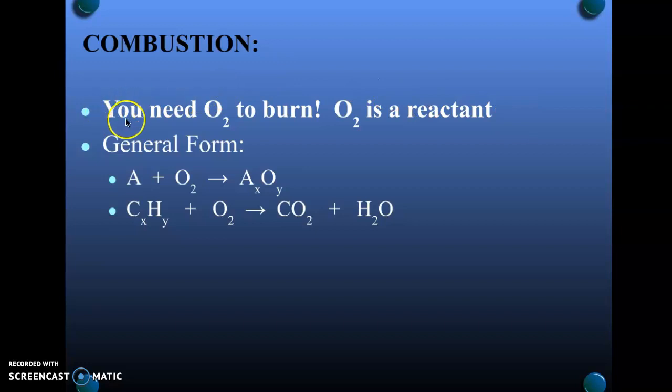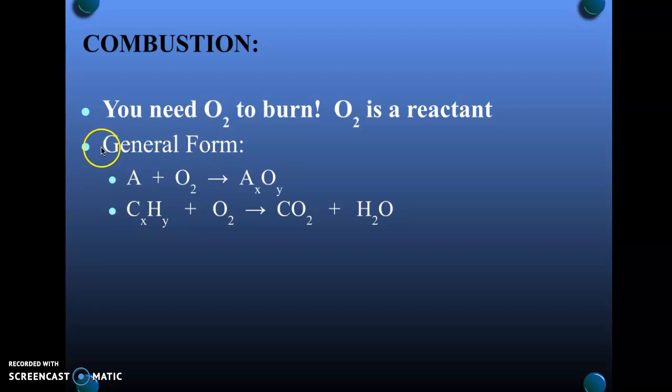All right, so with combustion reactions, well, combustion is burning things. So you might know that you need oxygen to burn. So that's what's going to give this reaction away. If we see O2 as a reactant, that should tell you that it's going to be a combustion reaction. So we want to see O2 on the left side tells you combustion.